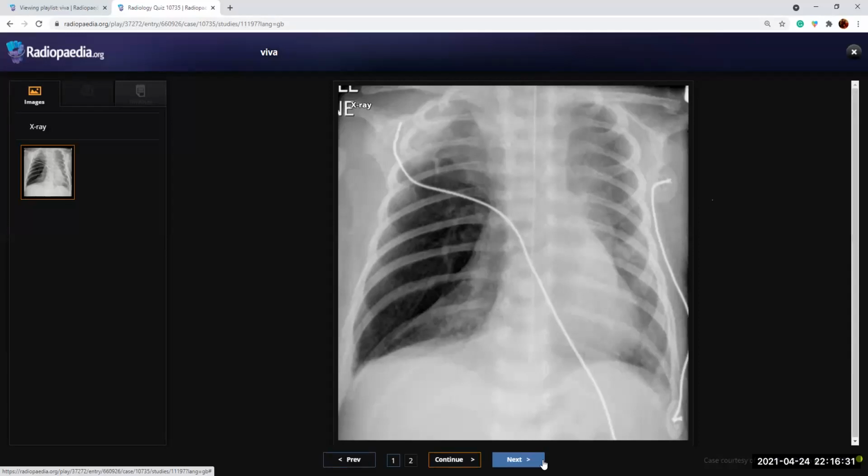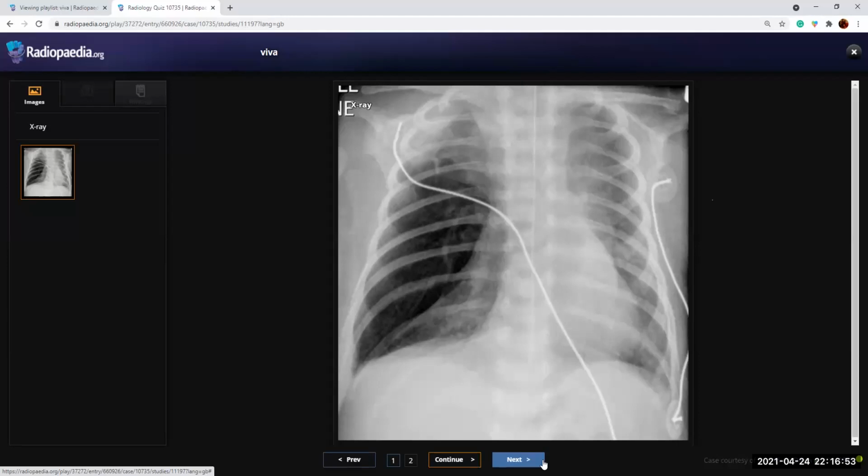Dr. Avni, sorry to interrupt. Just to let you know, this would be the last case. Yeah, sure, thank you. I'm sorry, but can I ask the history again, please? This is a 20-day-old baby with respiratory distress. Okay.